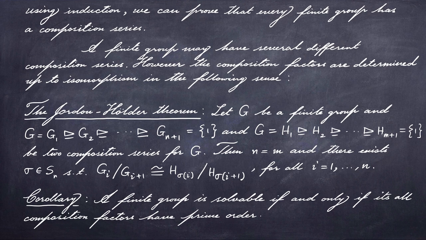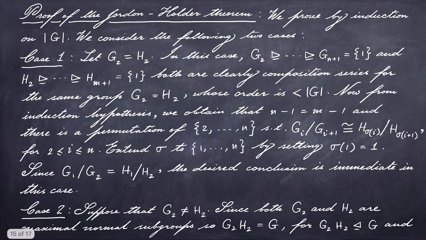Now the Jordan-Hölder theorem assures that we cannot have another composition series whose factor groups are different. Okay. All right. We now need to prove the Jordan-Hölder theorem.